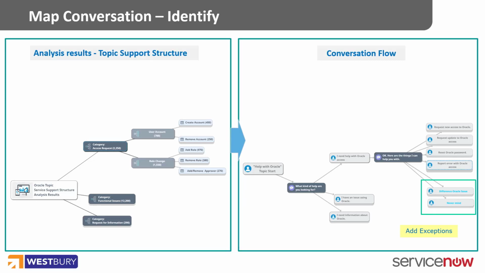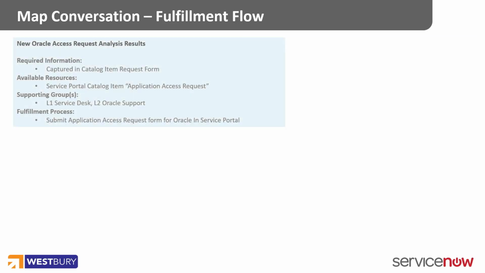The next step of the design process is to create the fulfillment flow for Help with Oracle Access options. We start with designing the flow for Request New Access to Oracle. We begin with reviewing the detailed analysis results, which includes the required information, available resources, assignment group, and the fulfillment process. In this case, it's clear what the user needs.